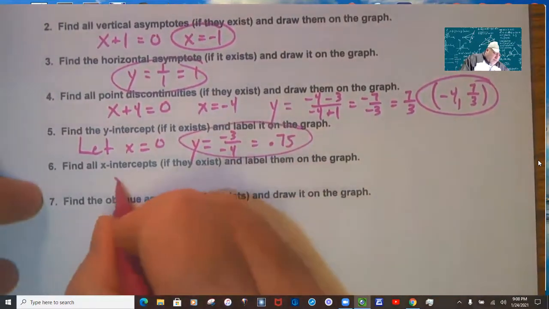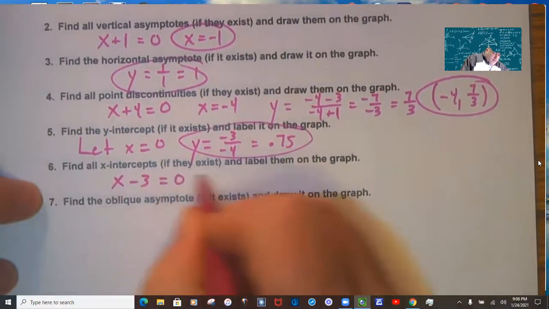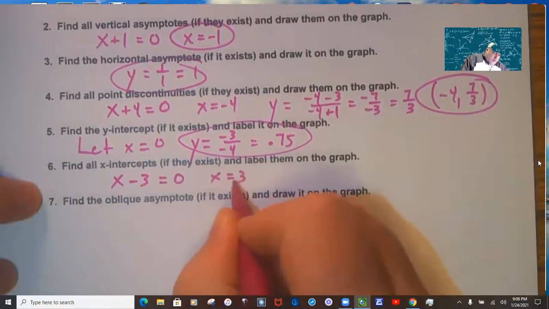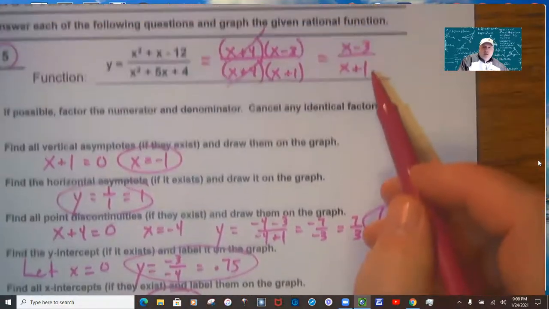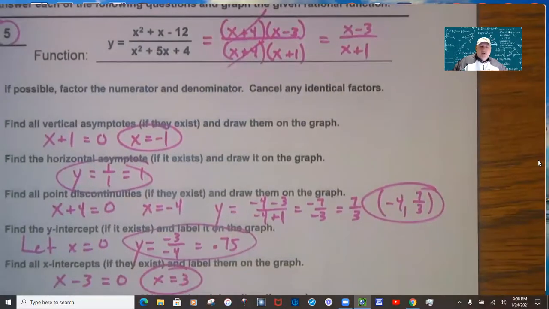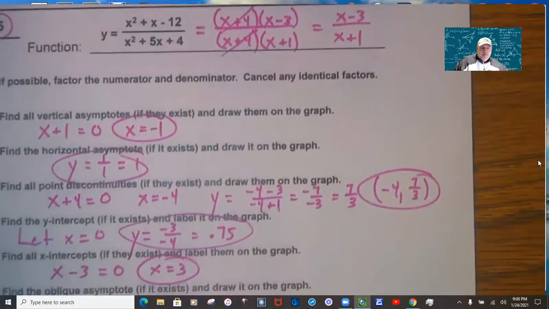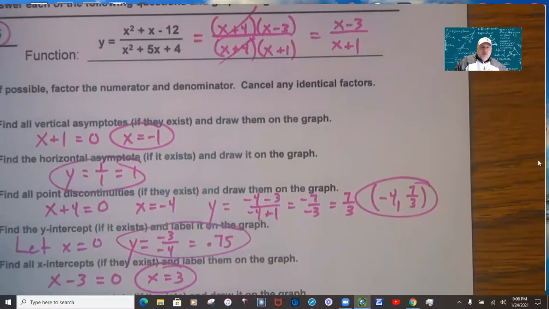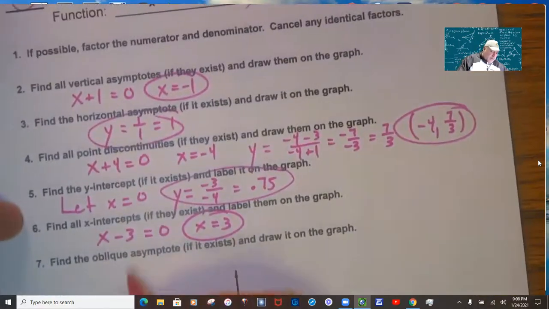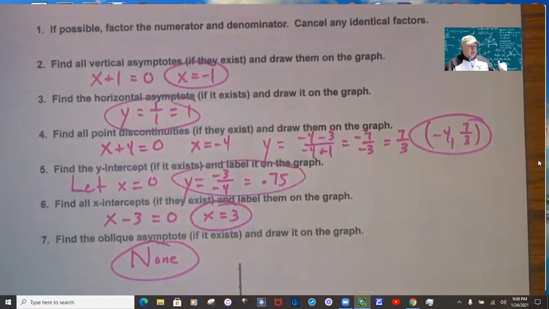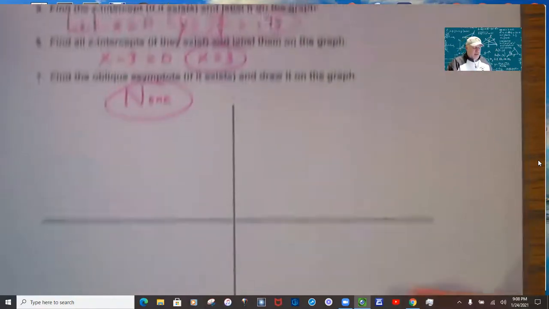Find all x-intercepts. So after canceling, we just take the factor equal to 0. Almost always we deal with things after canceling, and the only thing we deal with on the canceling is the point discontinuity. But almost everything happens after canceling. Okay, find any oblique. There are none. Remember, that's a very special thing. If you have a horizontal asymptote, you do not have an oblique.